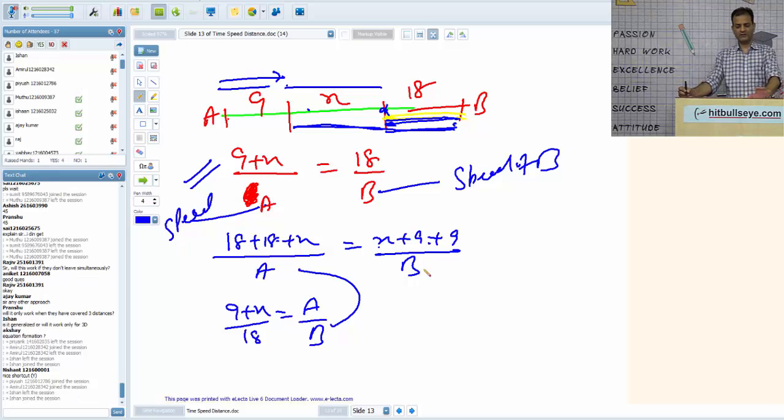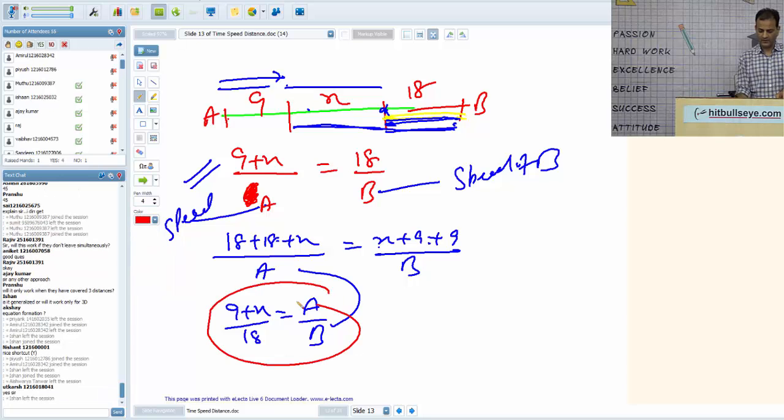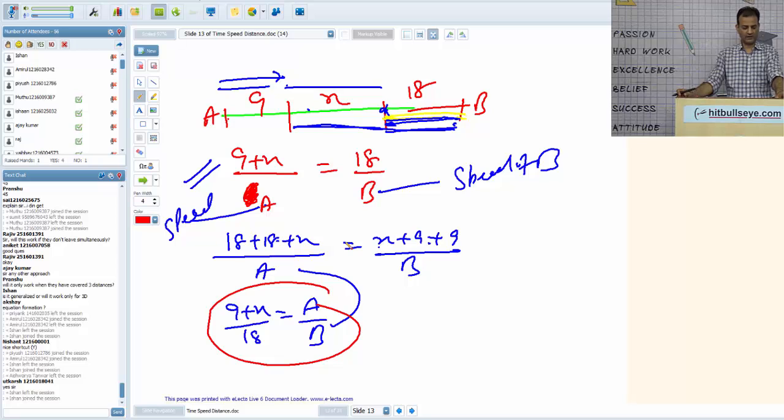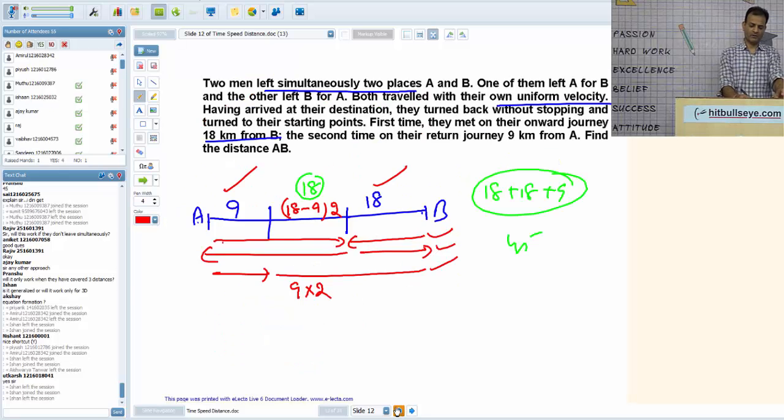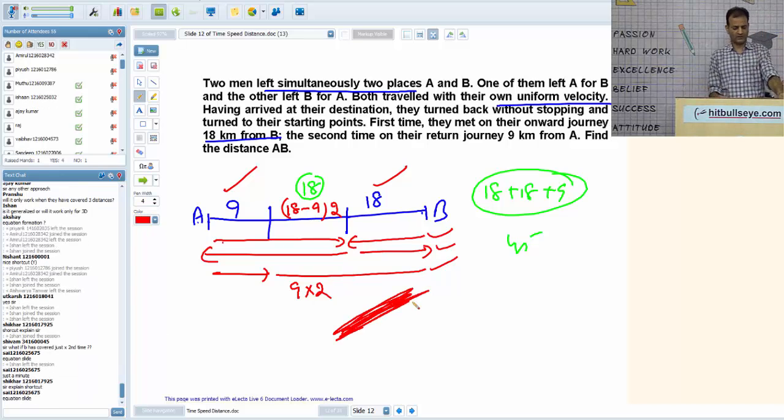I am not solving this equation. These are the values of A and B. The value of A is 9 plus x, B is 18. Put A and B here. After that a quadratic will be there, and then you can solve. But again, you have to remember this shortcut if you really want to solve this. Clear, friends? Now we are moving to the next question.